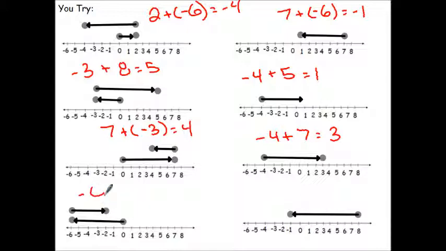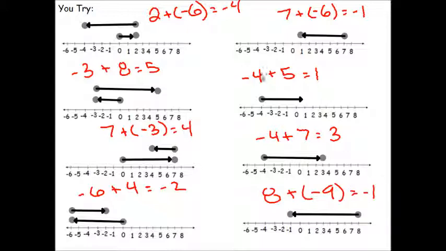Over here we got a negative 6 plus 1, 2, 3, 4. And that ended on a negative 2. And finally, 8 plus a negative 1, 2, 3, 4, 5, 6, 7, 8, 9. And that ended on a negative 1.